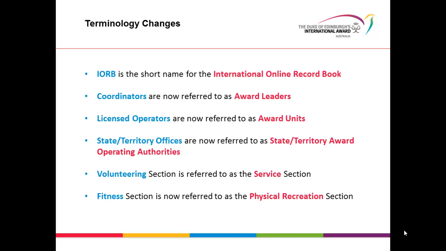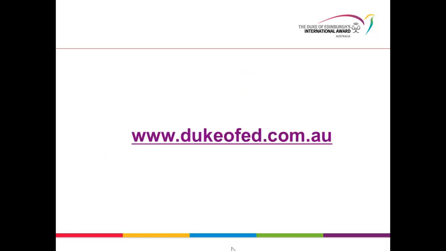Coordinators are now award leaders, licensed operators are now award units, state and territory officers are now state and territory award operating authorities, the volunteering section is referred to as service, and the fitness section is referred to as physical recreation. Enter your login details in the portal on the Duke of Ed national website at www.dukeofed.com.au.